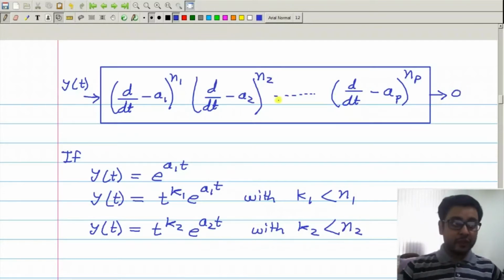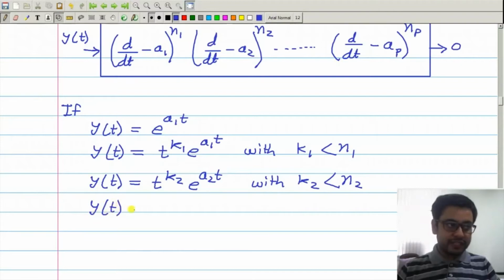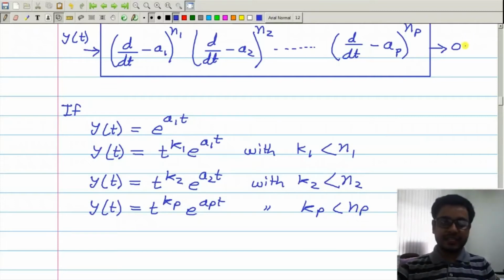Why? Because you have to operate all these operators one by one on this signal, and the order of operation does not matter. So you can operate d/dt minus a2 first, and that will give 0, and so the final result will also be 0. In this way, if you take y(t) equal to t to the power kp e to the power apt with kp less than np, that will also result in 0.